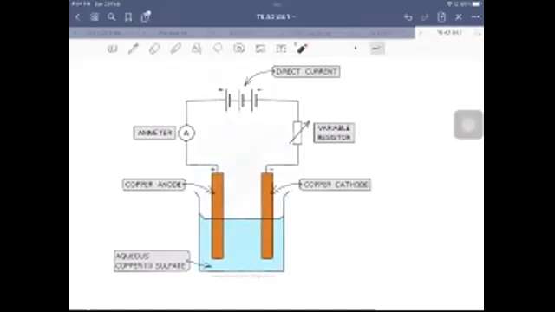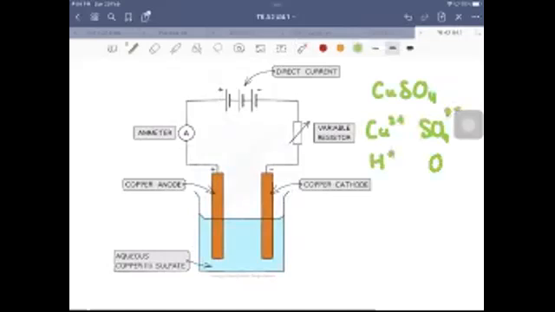Okay, so copper sulfate contains Cu2+ and SO4 2-. There's also H+ and OH-, and there is your copper electrode, which is reactive, and therefore it will be selected during discharge. So Cu2+ would be picked up by the cathode.